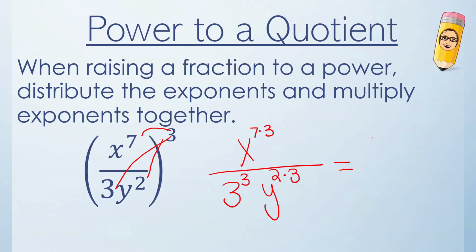7 times 3 is 21. 3 to the 3rd is 27. And y to the 2 times 3 is 6. No double x bases, no double y bases, and I can't simplify 1 over 27. So that is as far as that problem can go.